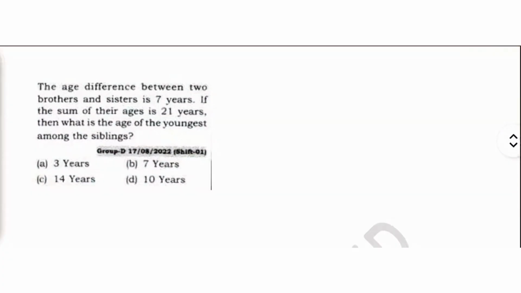The age difference between two siblings, a brother and a sister, is 7 years. If the sum of the ages is 21 years, what is the age of the youngest among the siblings? See, there are two siblings, this is your brother and this is your sister. The difference between them is 7, and the sum of the ages is 21.